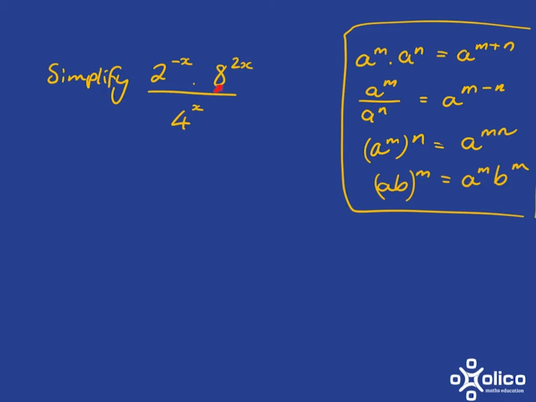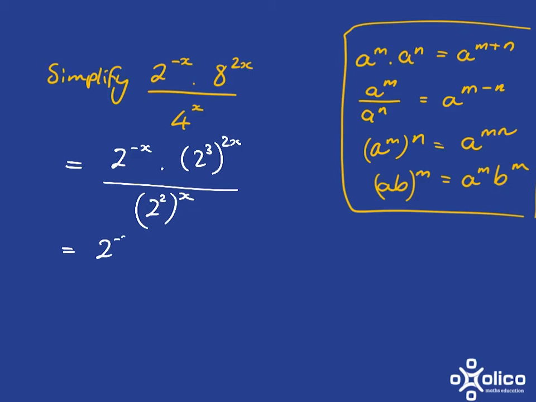But obviously you know that 8 is 2 cubed, and you know that 4 is 2 squared. So we can actually get it in terms of the same base. So let's start by doing that. We're going to write everything in terms of 2. So in place of 8, we're going to put 2 cubed, and that's being raised to the 2x. And in place of 4, we're going to put 2 squared, and that's getting raised to the x.